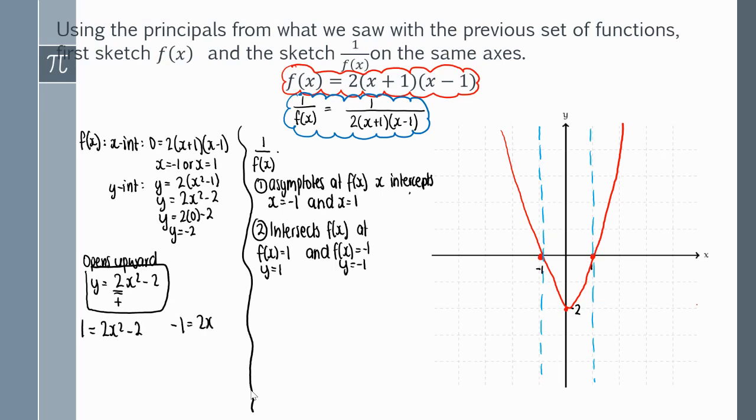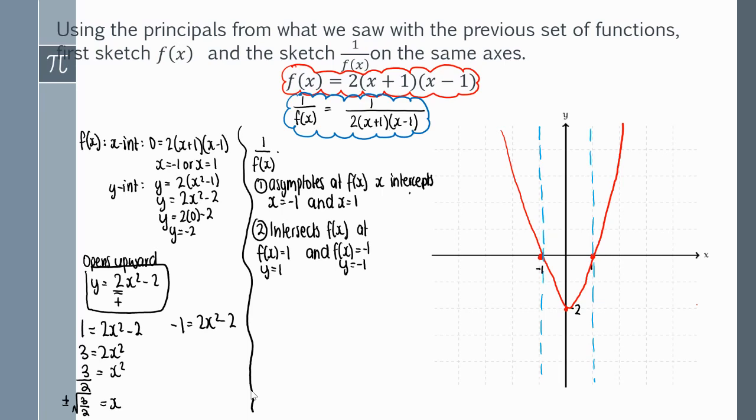Using my parabola graph, I can just let y equals 1 and y equals minus 1 and solve to find x. If I have the 1, I'll have 1 equals 2x squared minus 2, plus the 2 to the other side, divide by 2 and take the square root. So I have two possible values here. X could be positive root 3 on 2 or negative root 3 on 2.